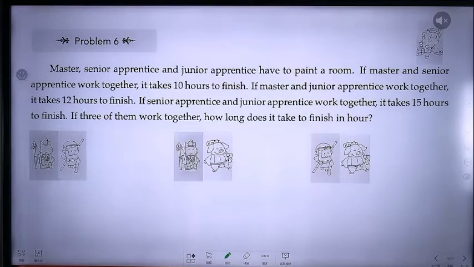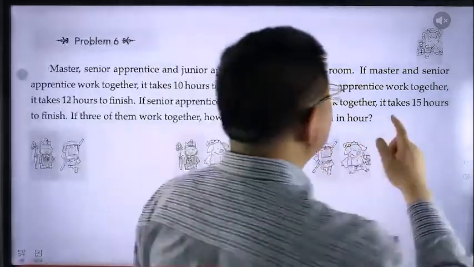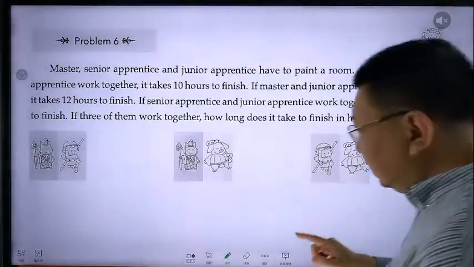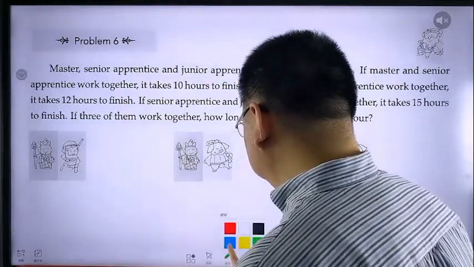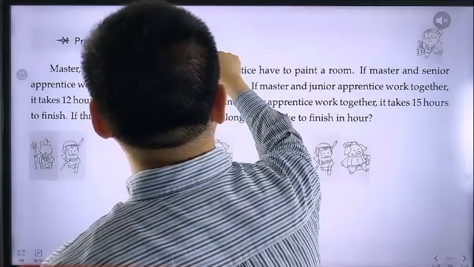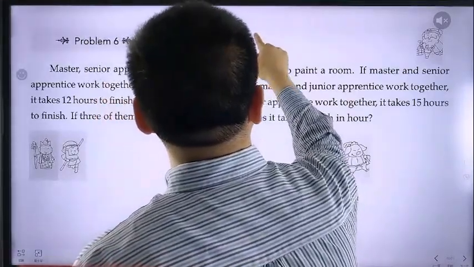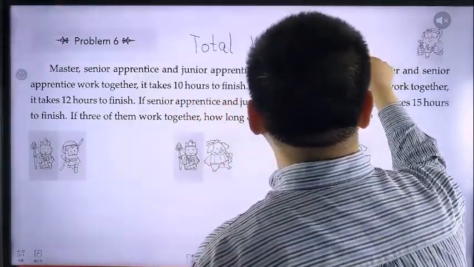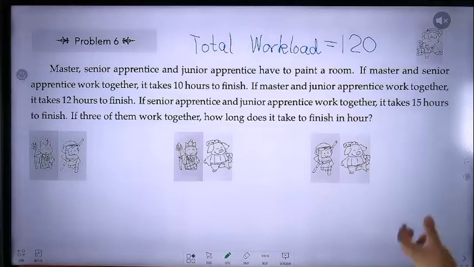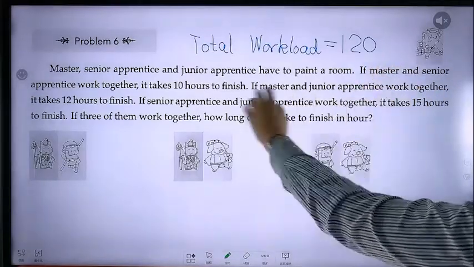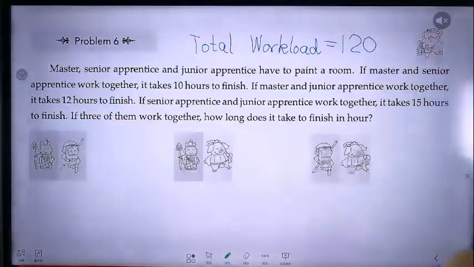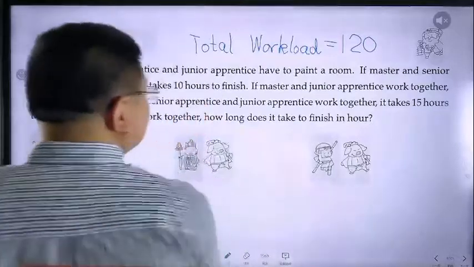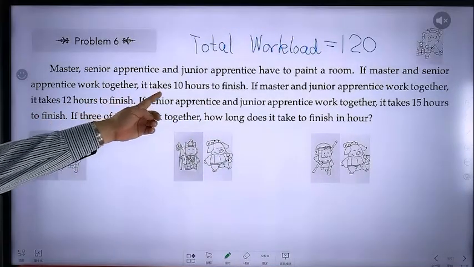So suppose Sha He is doing this problem. What he should think is that the total workload is not 1. I will assume the total workload is 120. Why is that? Because 120 is a number that I see immediately, which is a multiple of 10, a multiple of 12, and a multiple of 15. And then it takes 10 hours to finish.